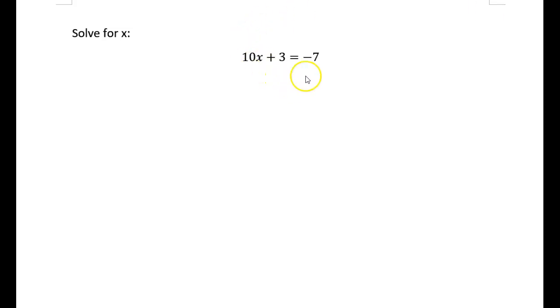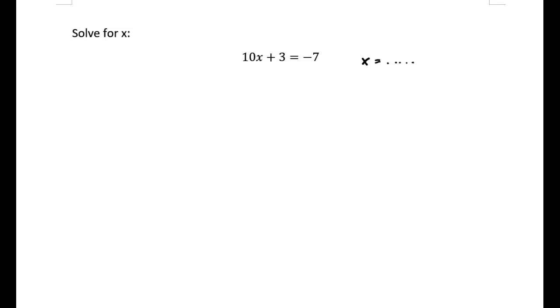In this example, we now have a combination. We have an addition and we have a multiplication of our x. We have to figure out how we can solve this now for x, because our ultimate goal, of course, is to get something like x equals a number. So how can we address this?